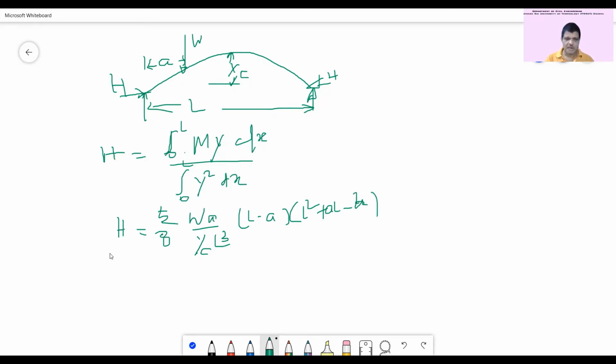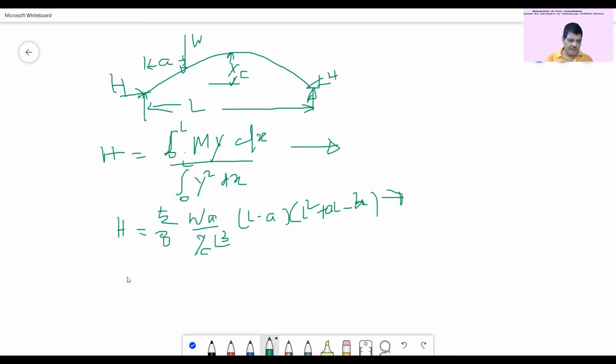Now for any concentrated load, this equation can be directly used, or sometimes you can find it from the fundamentals. There are two ways. You can use this equation, which is a standard formula already derived, to find out the horizontal thrust due to the point load. Where a is the distance from the support, L is the span, and yc is the rise of the arch. So accordingly, H can be obtained.